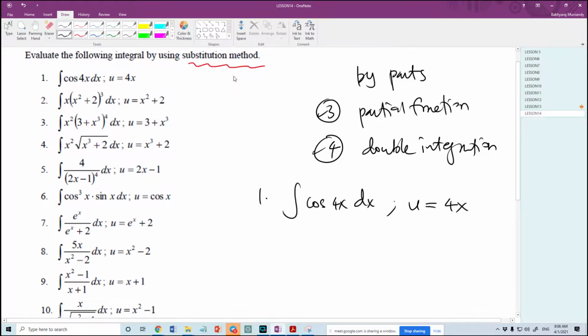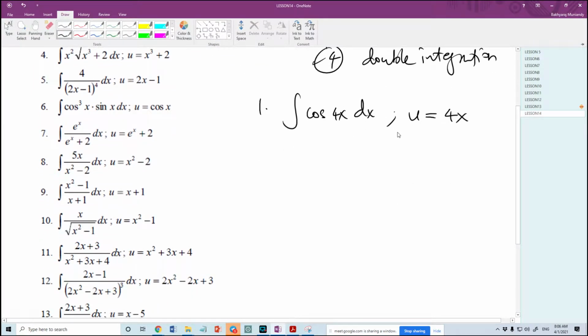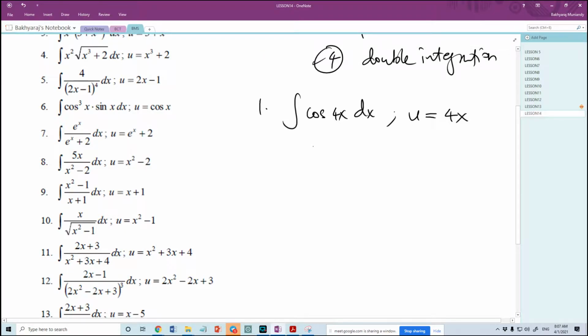So start with question number one. Again I'm going to substitute u. What is u? u is 4x. Since u is 4x, the first step I'm going to do is substitute cos 4x with u. You see, look here, so cos u, because 4x is already substituted as u.